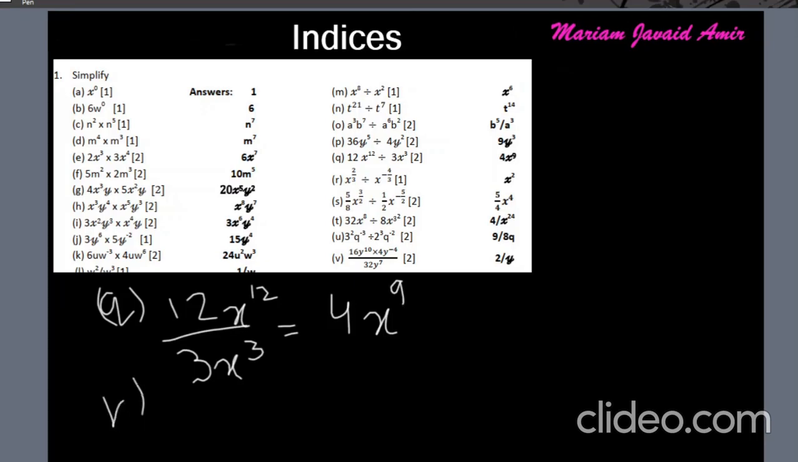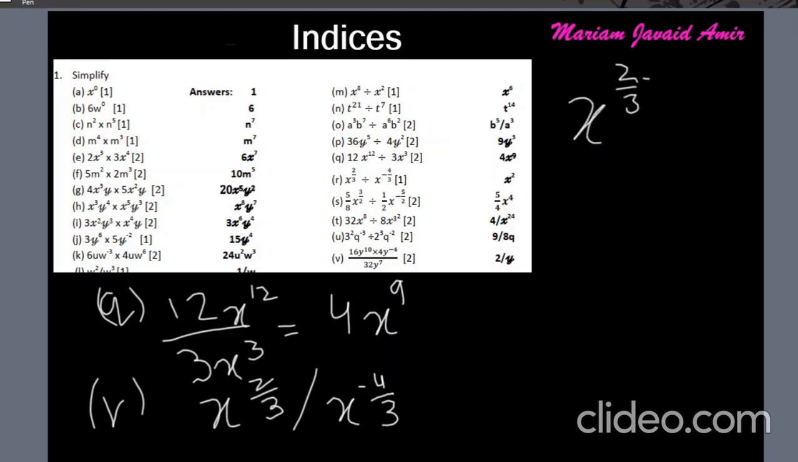Part R is x power 2 over 3 divided by x power minus 4 over 3. So what we'll do is subtract the powers. So x power 2 over 3 minus 4 over 3 becomes plus 4 over 3. So 2 plus 4 is 6 over 3, which makes x square.